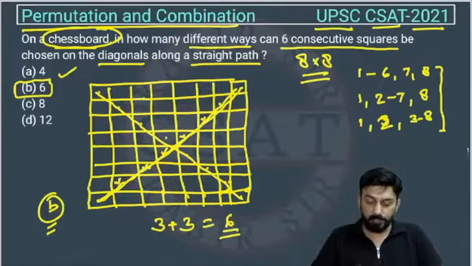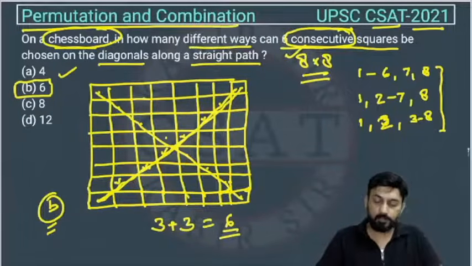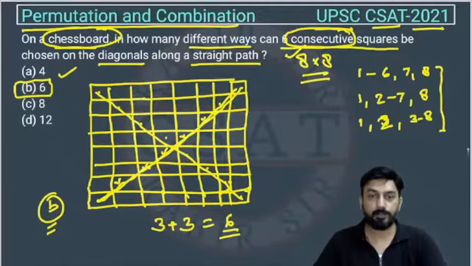So see, the main concern in this is that we should know that we are choosing squares consecutively. This is very important. Consecutive squares we have to consider, right? So there is no other possibility. Okay, the answer is option B.